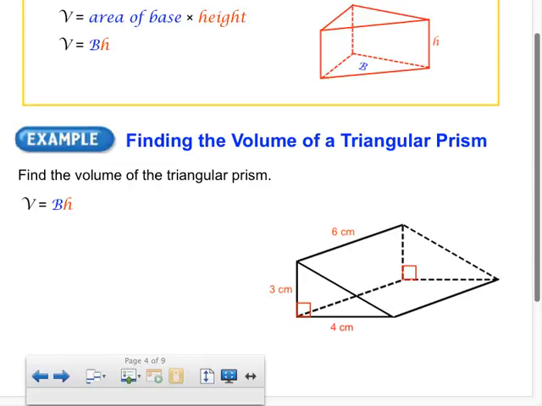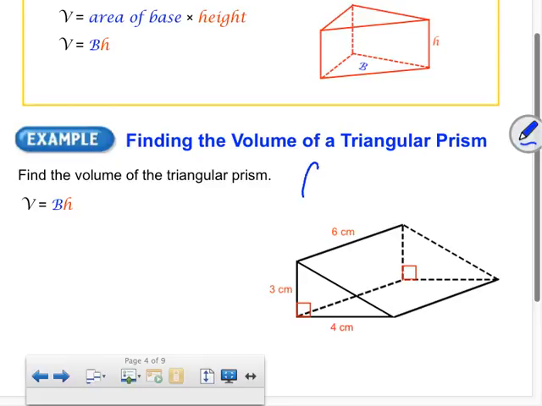Now, they turned this sideways to help you find the area of the bases. What's the area of my base going to be? 12 centimeters. Okay, hold on. You didn't find the area of a triangle. What's the area of a triangle? Who remembers the formula? That's it, exactly. Base times height divided by 2. Remember, a triangle is half of the parallelogram, right?